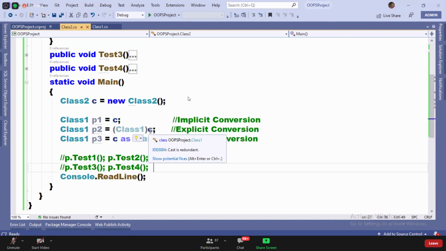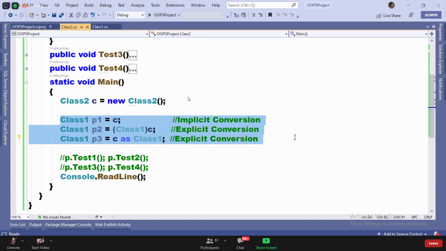And you can convert like this also: convert C into class 1. You learned this in C language, typecasting. I did not tell you anything new. When I explained about the operators, I told you about the as operator. Using the as operator, you can do a type conversion. I explained the is operator and as operator on that day. Are you people clear? Everything we learned. That's all.